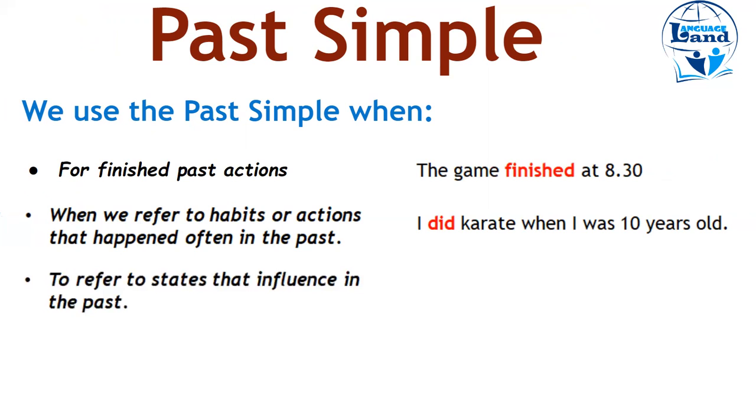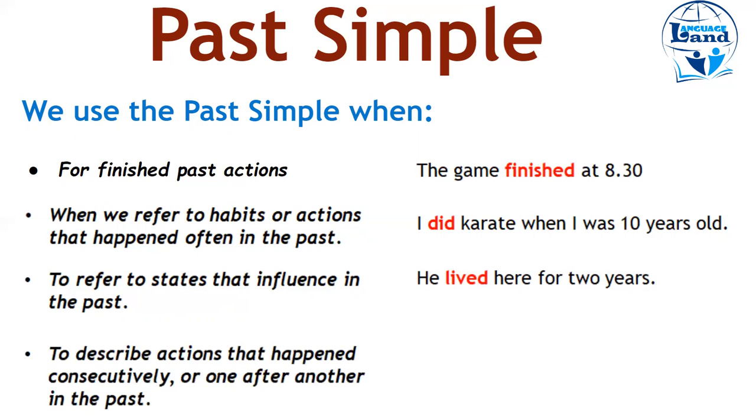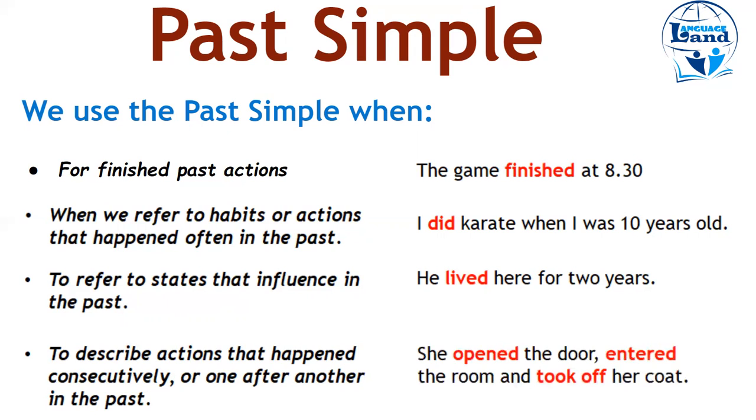We often use past simple to refer to states that existed in the past. For instance, he lived here for 2 years. And also to describe actions that happened consecutively, one after another in the past. For instance, she opened the door, entered the room, and took off her coat.